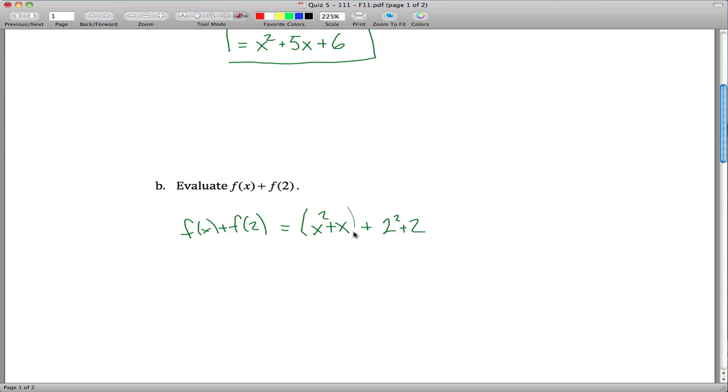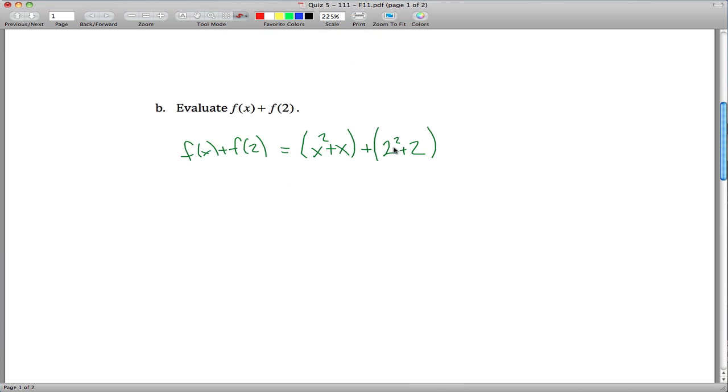Maybe I'll throw parentheses around these just so you can see them a little bit more clearly, although the parentheses aren't doing anything in this case. 2 squared is 4 plus 2 is 6. So we can simplify and write x squared plus x plus 6. And that right there is our answer. Moving on to question 2.